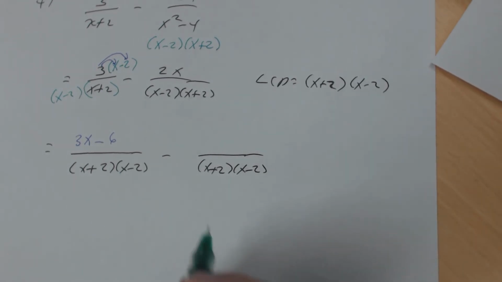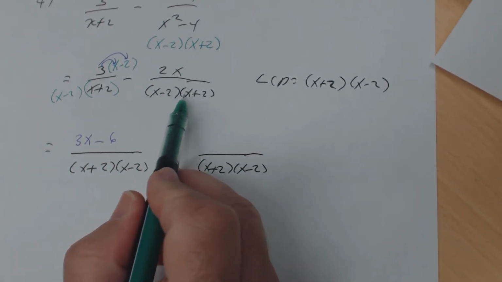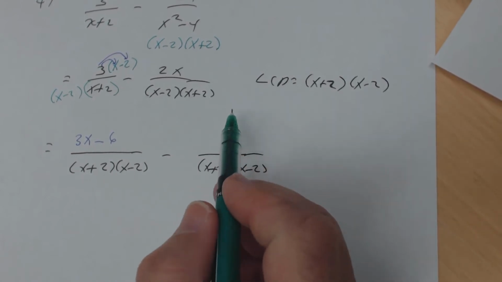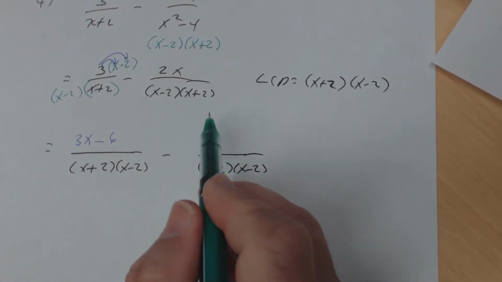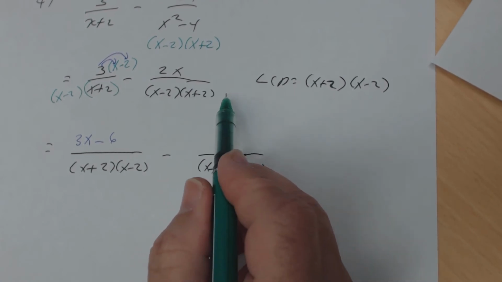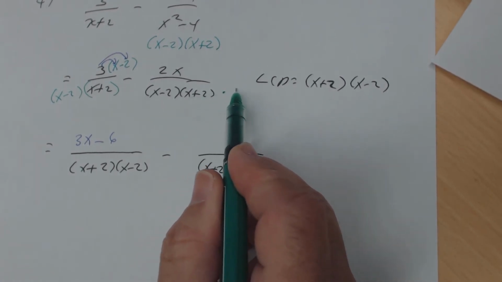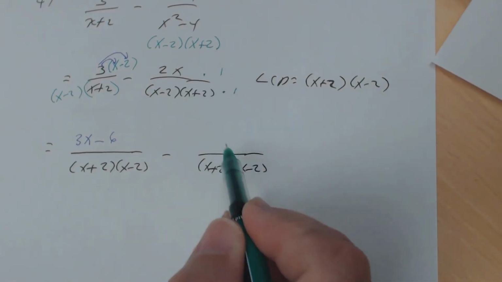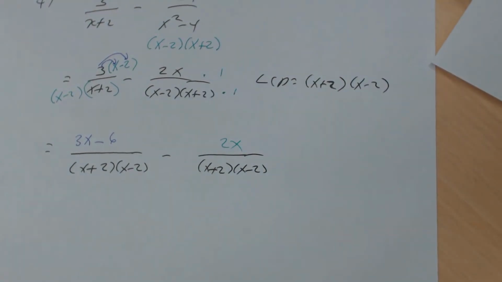And then over here, you see how you have an x minus 2 times x plus 2, and you already have it here. That is your LCD. Since the denominators are the same, the numerators have to be the same. So basically you're saying this times 1 is this. If I multiply this by 1, then 2x times 1 has to be the 2x here.